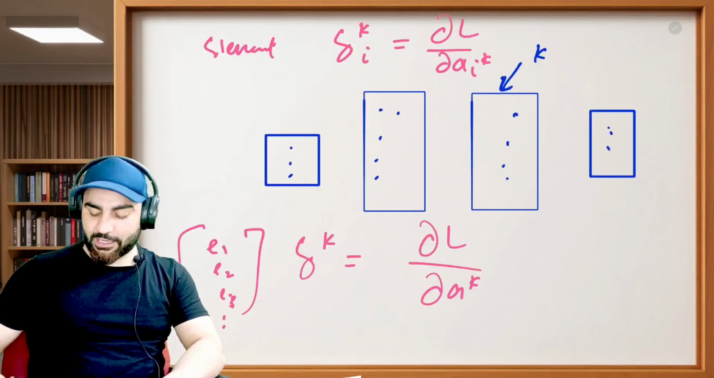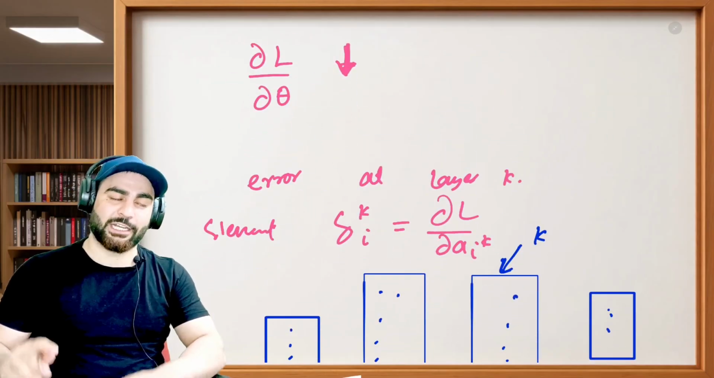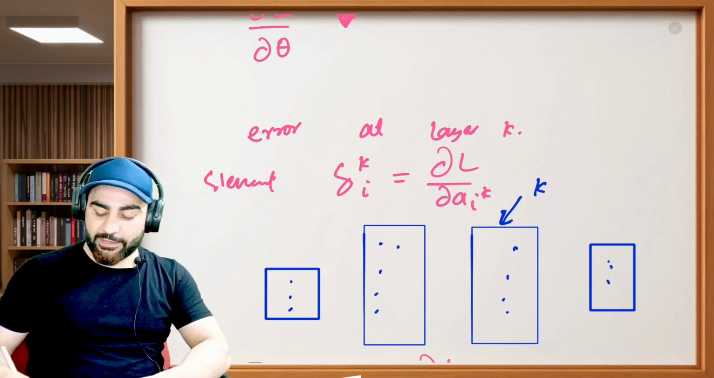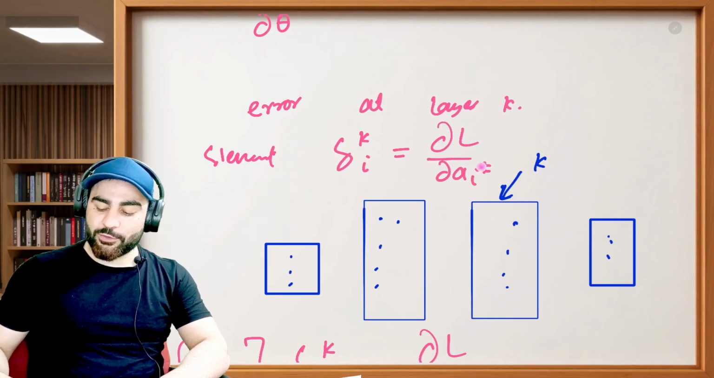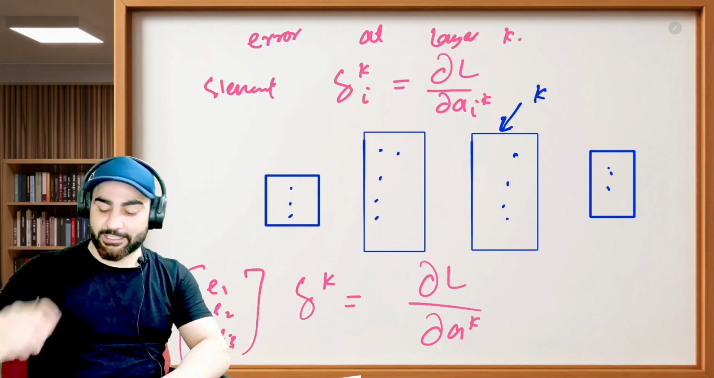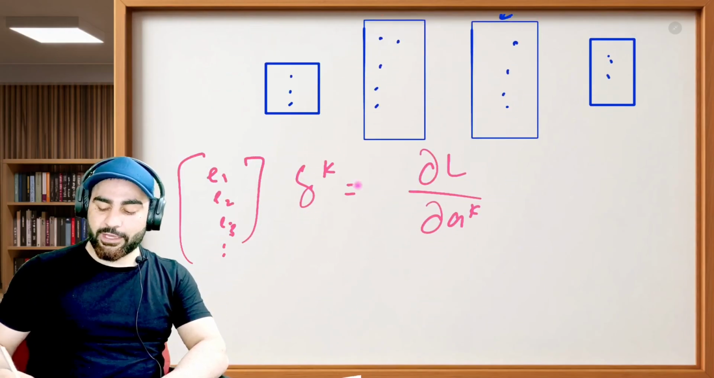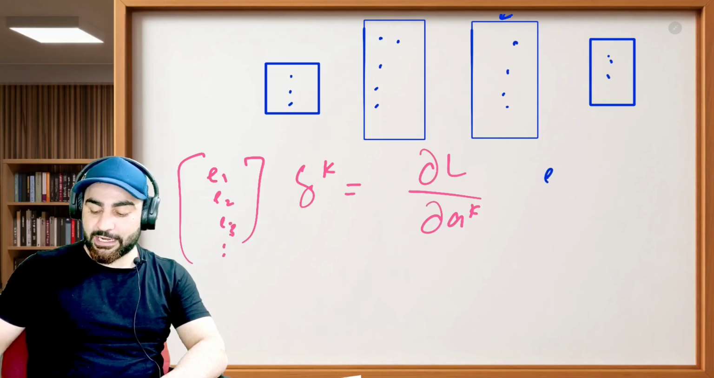There are a lot of things here. So we had to compute dou L by dou theta, these are the parameters. And now we defined one term called the error term, the error at the kth layer. This was the error at the kth layer, but for one element. So we said dou L by dou Aki, the ith element of the kth layer. And for the whole layer, we'll say delta k, so delta k is equal to dou L by dou Ak. This is defined as the error at the kth layer.